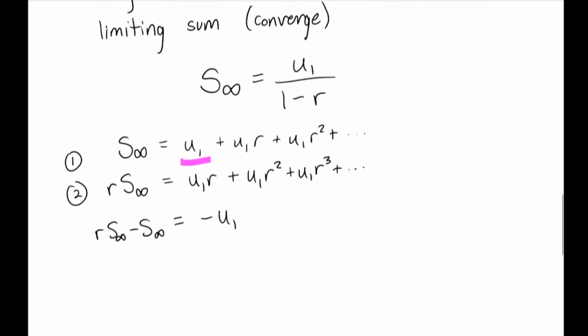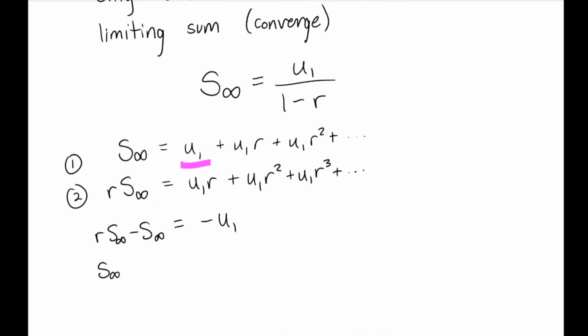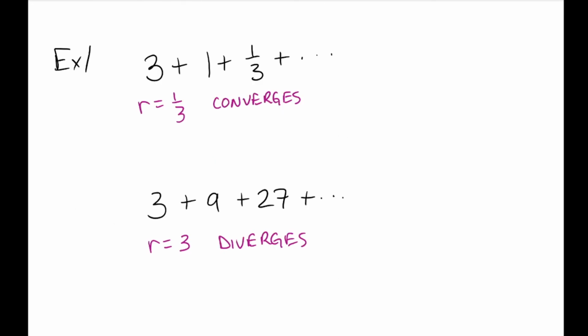If I common factor now, I can factor out the infinite sum, and I get r minus 1. And if I divide both sides by r minus 1, I'm going to end up with this. Now, having a negative in the numerator maybe doesn't look as nice, so if I multiply top and bottom by negative 1, I get u1 over, and then it's going to flip the terms in the denominator. So 1 minus r. And that's my generalized formula for the sum of an infinite geometric series that happens to converge. So let's apply our new formula then to these two series that I've presented.